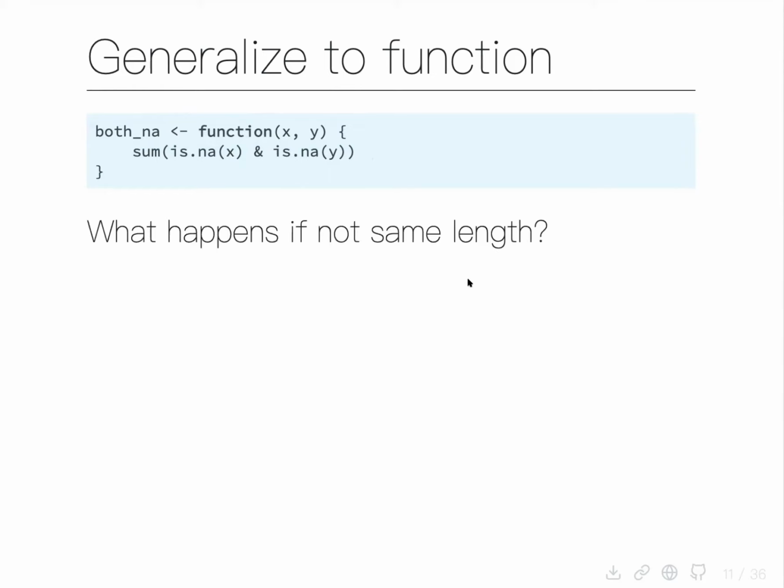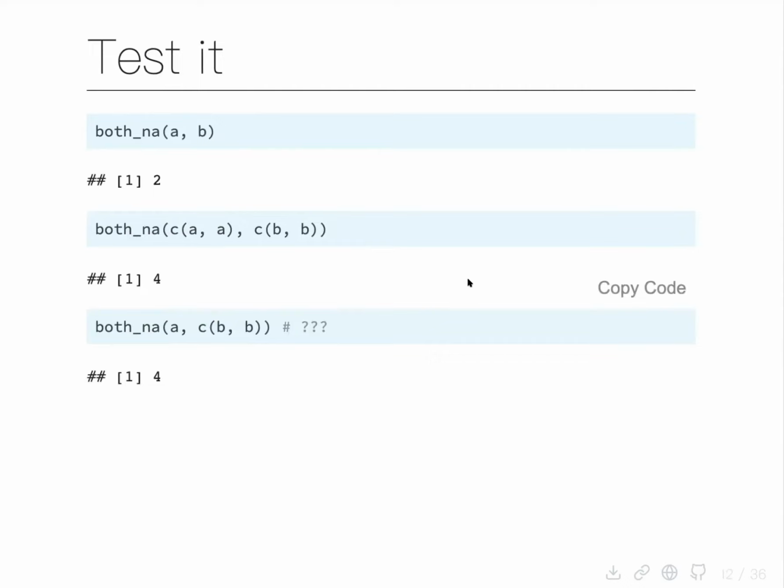Now, this function works great for our use case, but what happens if the vectors x and y are not the same length? Well, we can test it out. We can say both NA for A and B, and we get 2. That's great. Both NA for AA and BB, and we get 4. That makes sense, right? Because this vector is A repeated twice, and this vector is B repeated twice, so we would expect 2 and 2, which is 4.